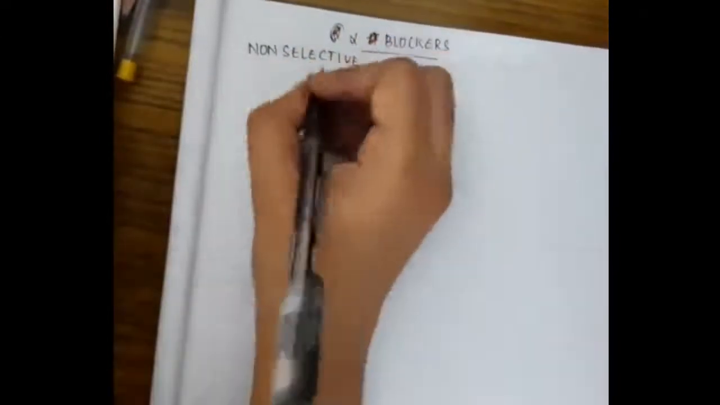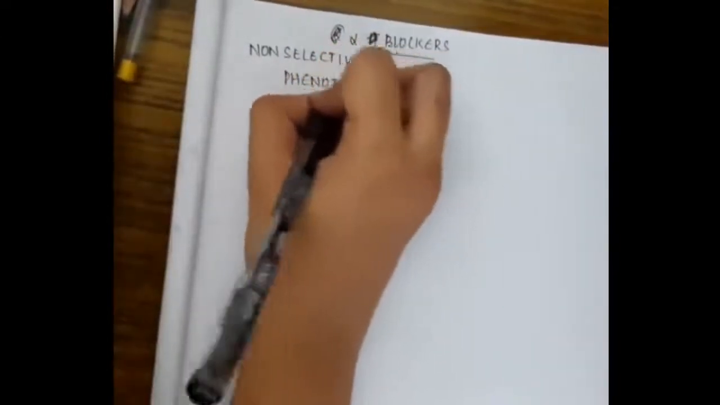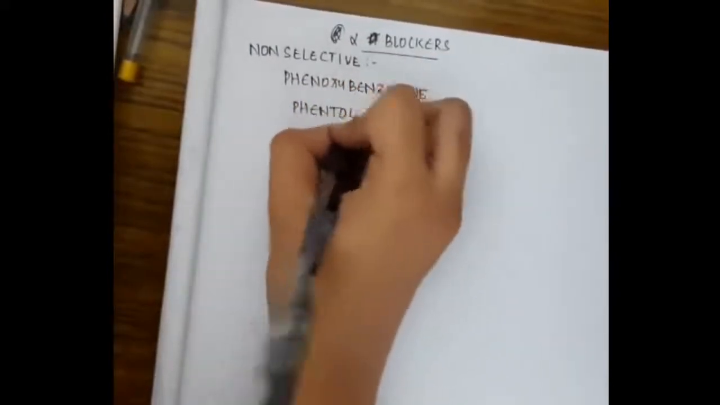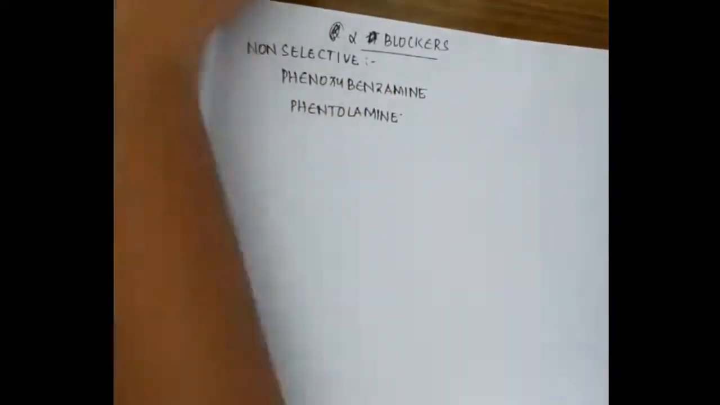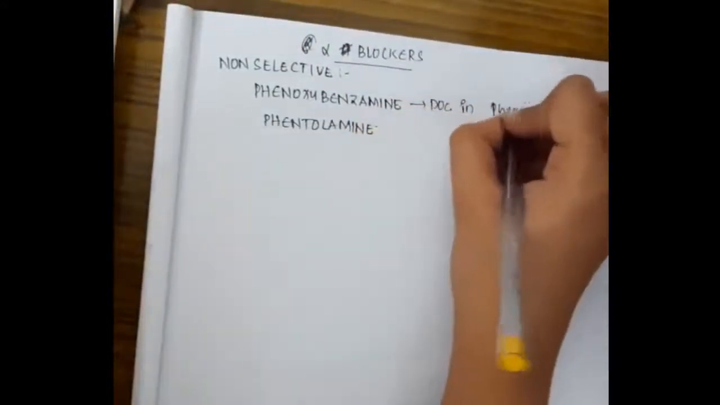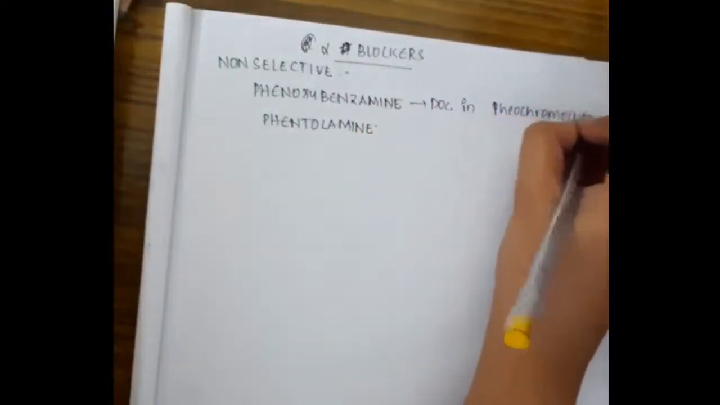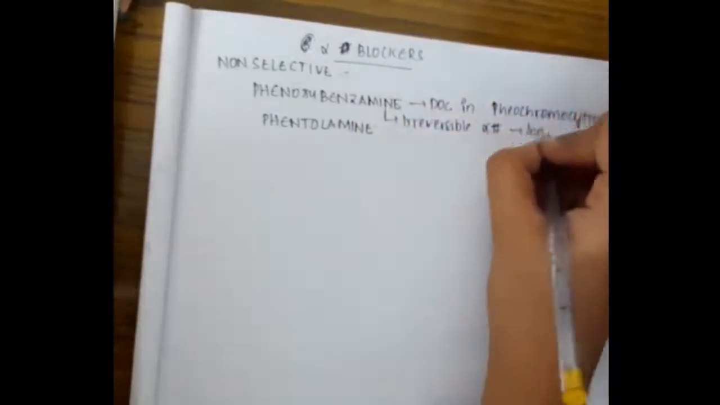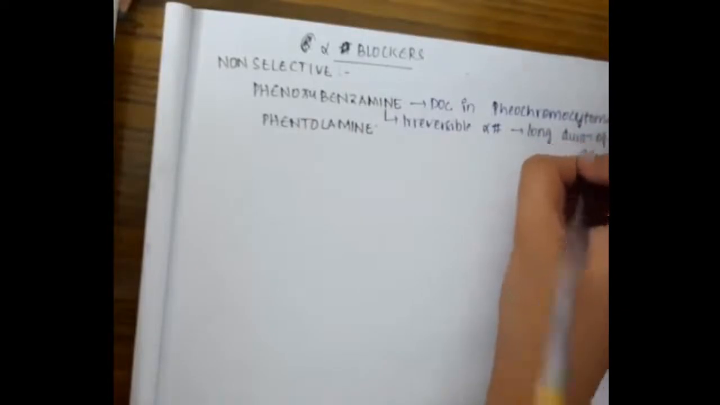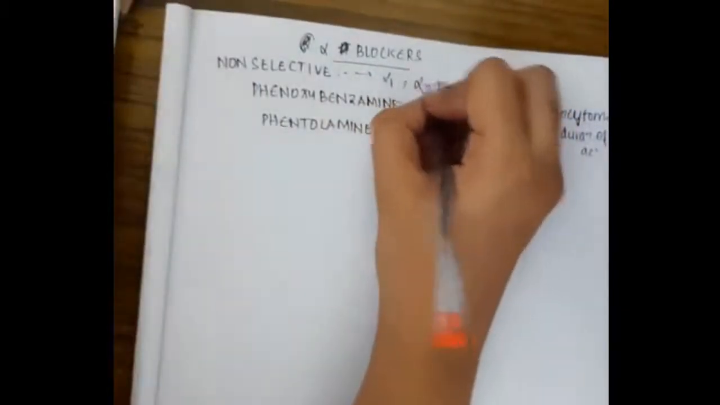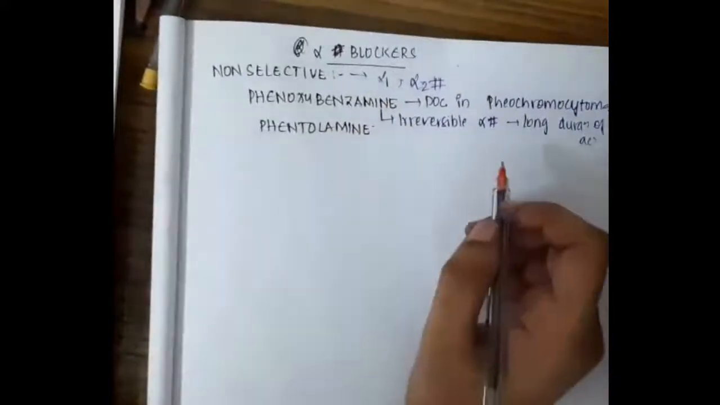Hello friends, let us now learn some important points about alpha blockers in antihypertensives. We can divide blockers into non-selective and selective. Non-selective alpha blockers will block alpha 1 and alpha 2 receptors. These include, number 1, phenoxybenzamine, which is used as the drug of choice in pheochromocytoma. Phenoxybenzamine is an irreversible alpha blocker which has a longer duration of action.